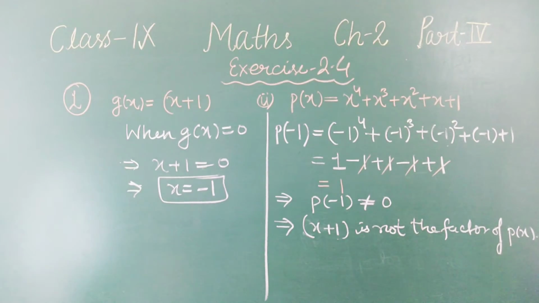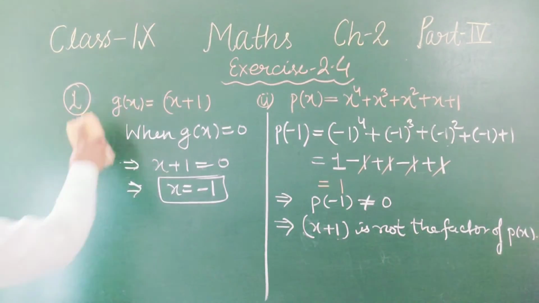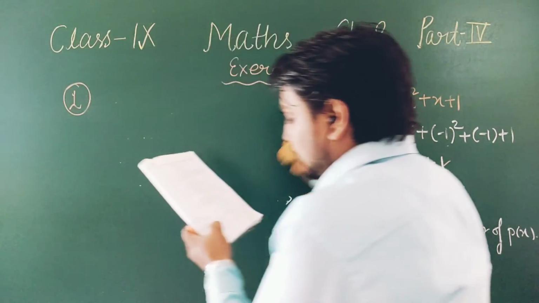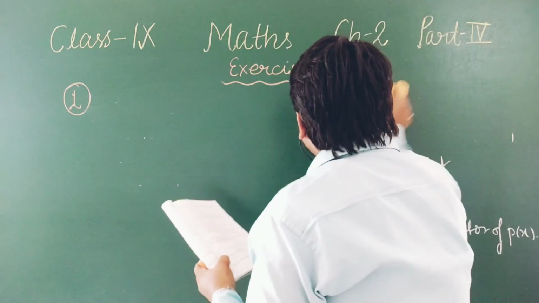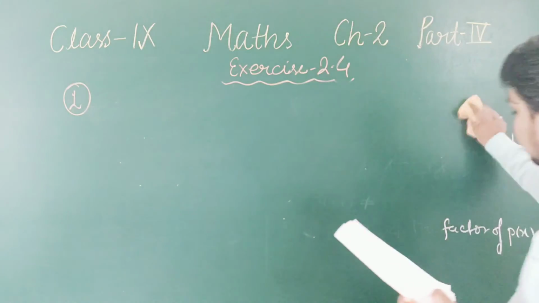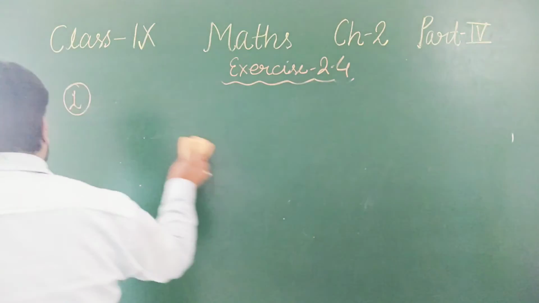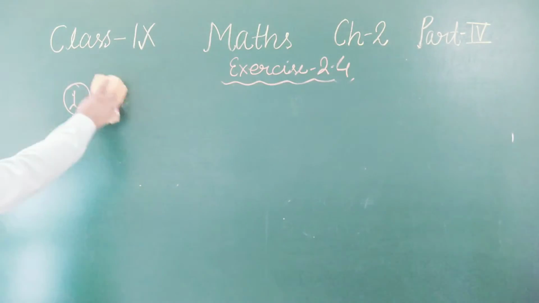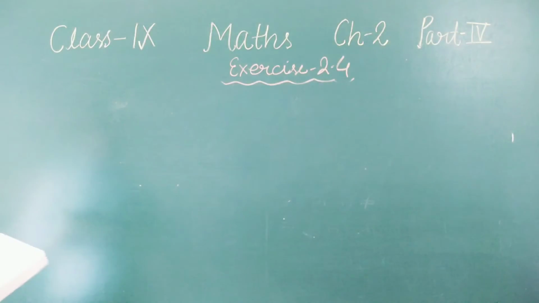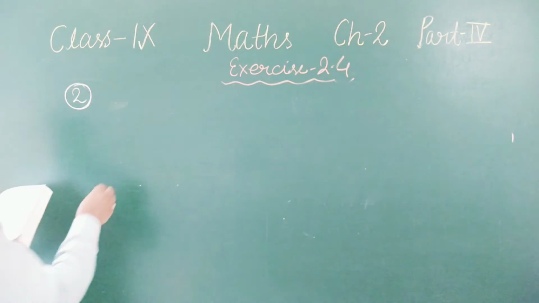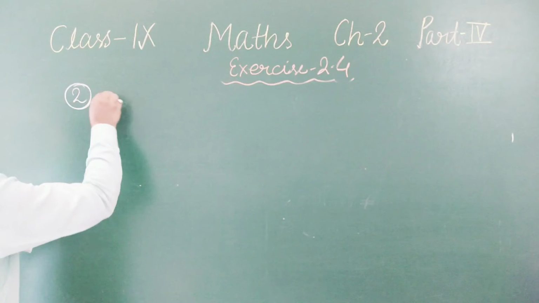Now, coming to the second question. The second question is: use the factor theorem to determine whether g(x) is a factor of p(x) in each of the following cases or not. It means again we have to do the same thing. Let us discuss one question of this. Suppose we are discussing the third part.